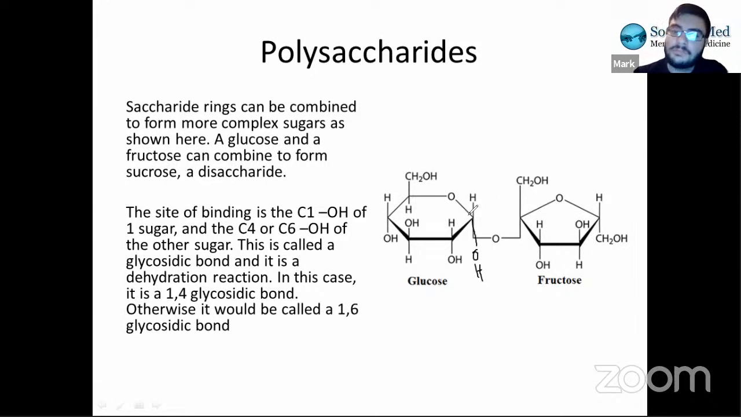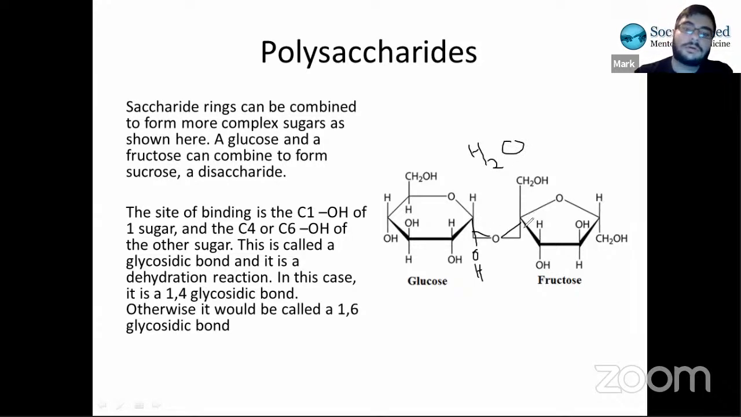And they undergo something called a dehydration reaction, which we talked about earlier when we were talking about peptide bonds. If this had an OH and this had an OH, you get rid of one from each side, and you end up with this. You end up with one OH and one H gone, so H2O, and then this bond formed like this.